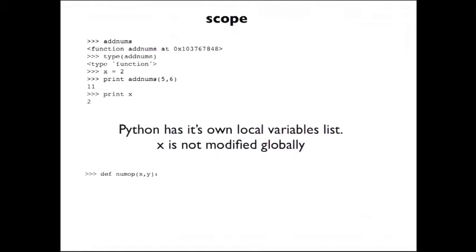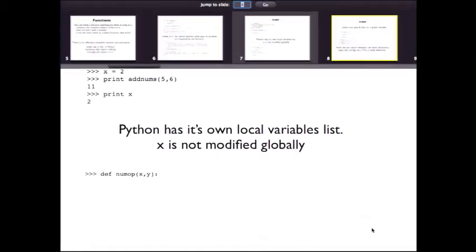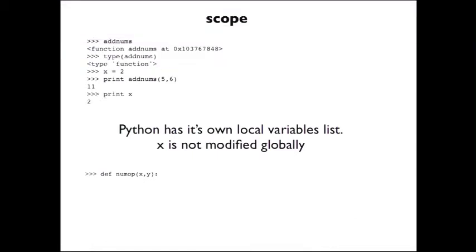So let's create another function which we'll call numop, x comma y. And that will multiply x by 3.14, and we'll return the result. So if x is 1, and I print numop of x comma 3, what's the answer? 6.14. If I print x again, I get 1.